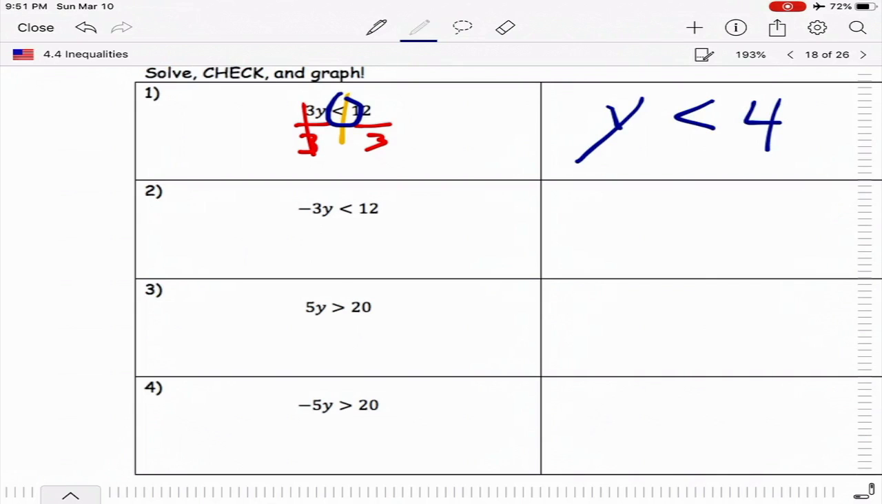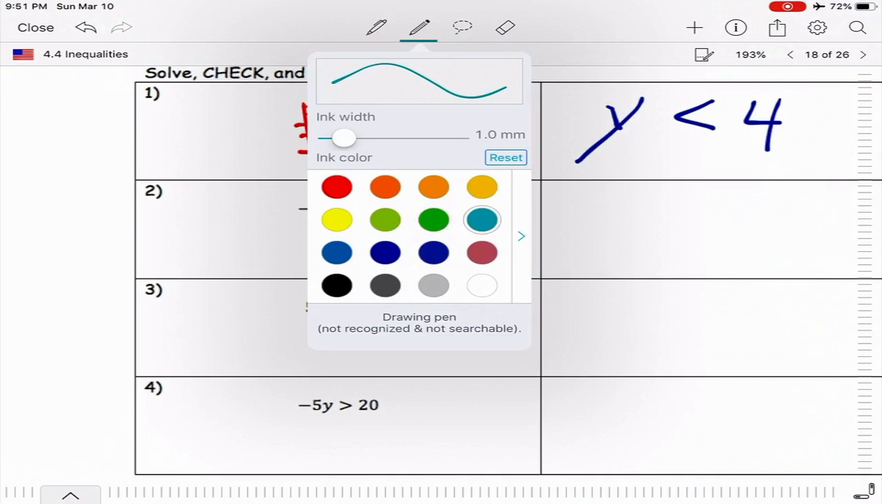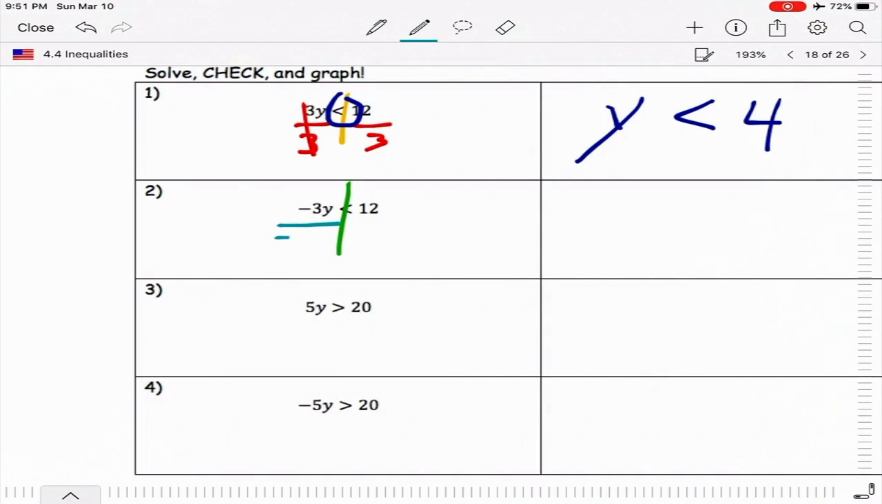Done. Next one. Let the colors help you too. Here, this time I'm dividing not by a positive 3, I'm dividing both sides by a negative 3. What I have in teal is a negative, so the inequality will flip. First, on the left side I have y, on the right side I have negative 4, and the inequality is going to flip. Right now the right side's bigger, so I'm going to make the left side bigger. It goes from a less than symbol to a greater than symbol. My final answer is y is greater than negative 4.